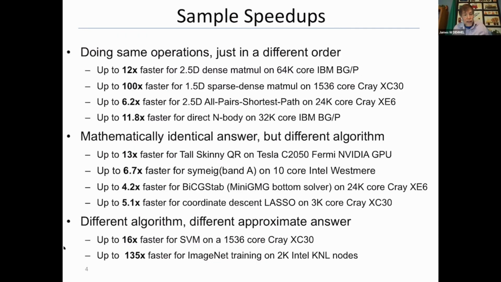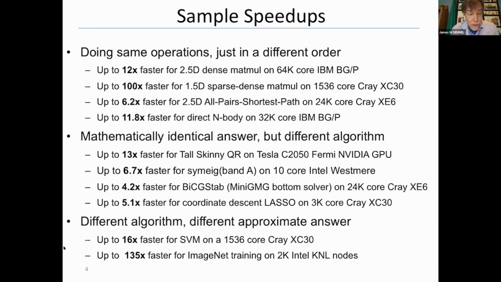And so here's just a little bit of history of what many people have done, not just us, to take advantage of this to come up with new algorithms. There's sort of 3 different approaches that people have taken. One is you do the same operations just in a different order. And that has been used to speed up dense matrix multiply and sparse dense matrix multiply by factors of 12 and 100 and so forth. Graph theory, all pairs shortest path, and n-body codes.